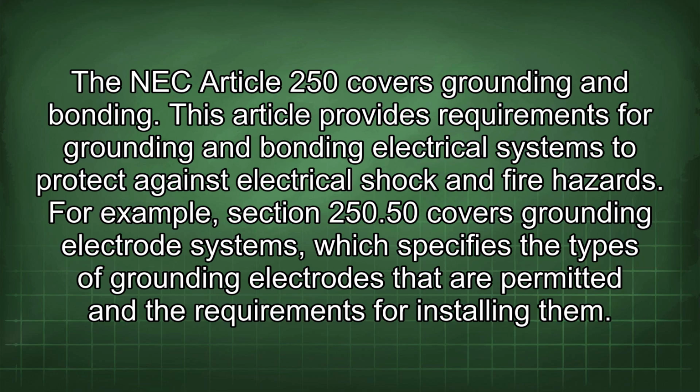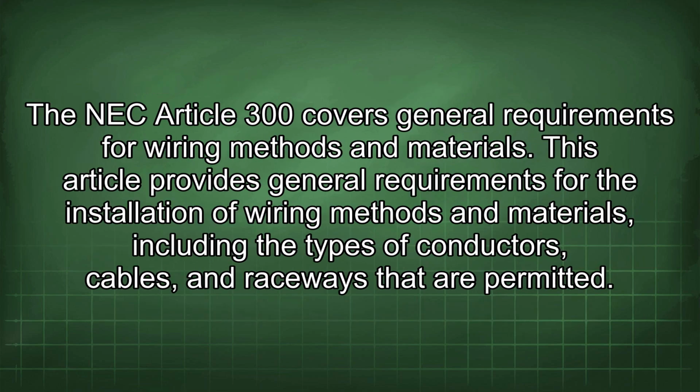This article provides requirements for grounding and bonding electrical systems to protect against electrical shock and fire hazards. For example, Section 250.50 covers grounding electrode systems, which specifies the types of grounding electrodes that are permitted and the requirements for installing them. The NEC Article 300 covers general requirements for wiring methods and materials.